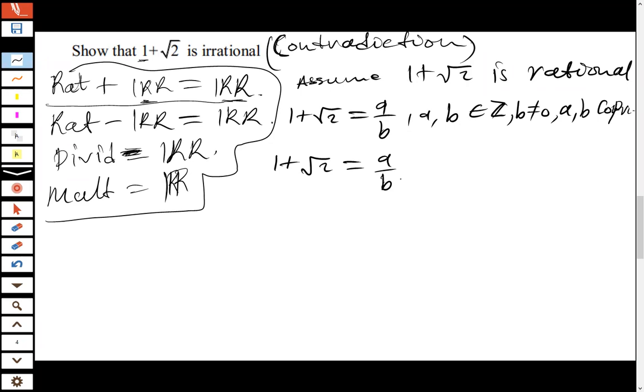From there, we take this 1 to the other side of the equal sign, meaning we're going to have the root of 2 is equal to A over B minus 1. When we simplify this, the common denominator is B, and B into B is 1. 1 times A, the answer is A. And then 1 into B, it's B. So we can say let A minus B be equal to D.